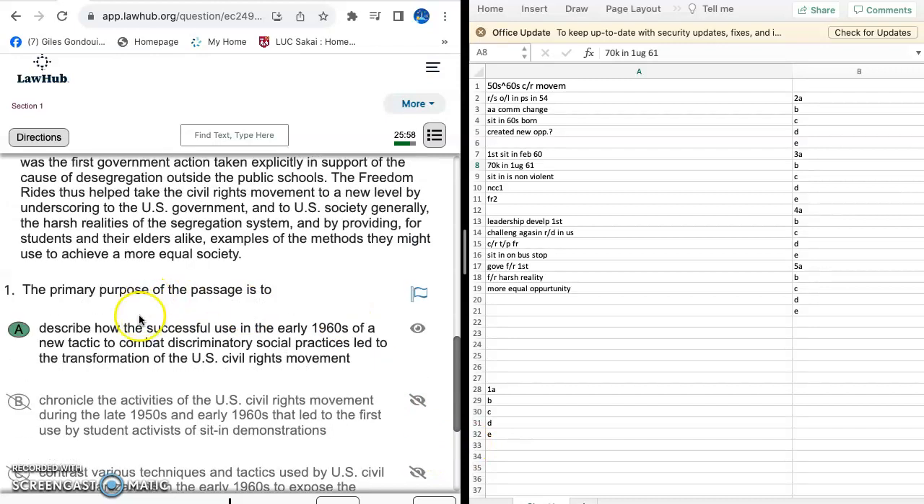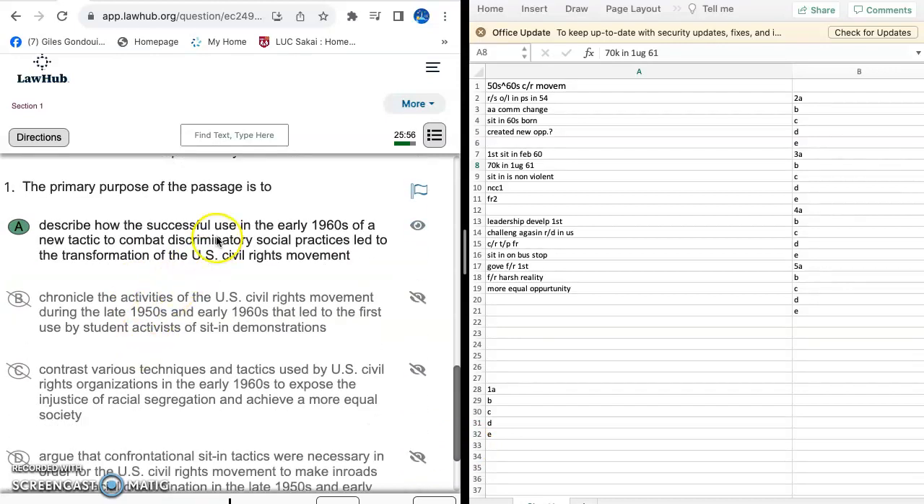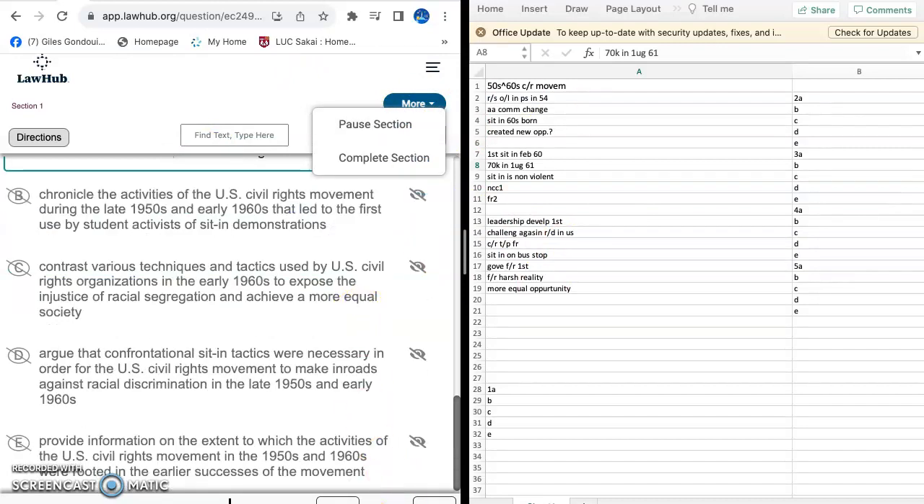The best answer is going to be to describe how useful, in the early 60s, a new tactic to combat discrimination in social practice was in leading to the transformation of the U.S. civil rights movements. And this is exactly what this recaps here as well. So let's see if we're correct. And yeah, we got it right. Moving on.